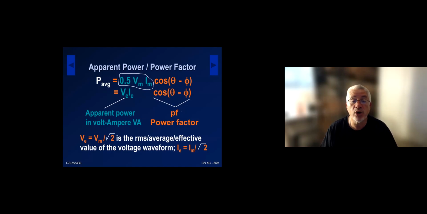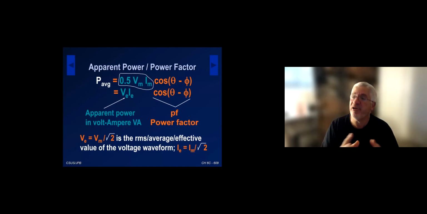We also can define what's called the effective or RMS value of the voltage, which is Ve, which is Vm divided by square root of 2. And the same thing for the current, we can define Ie as the magnitude of the current divided by square root of 2. Those are pretty common. Again, I'm just giving you some notation so that you are well armed if you go on to other courses that might be helpful.